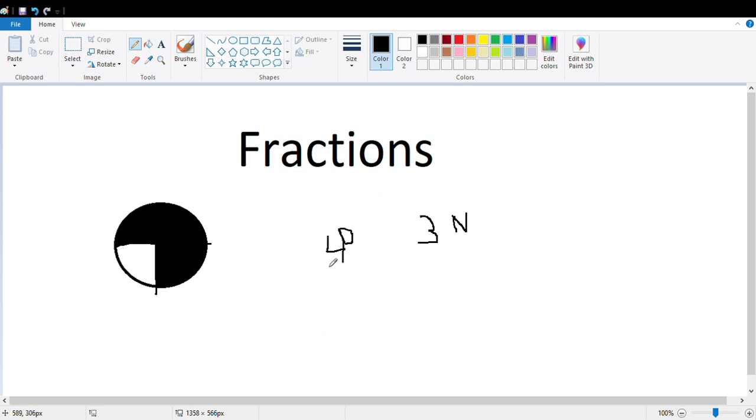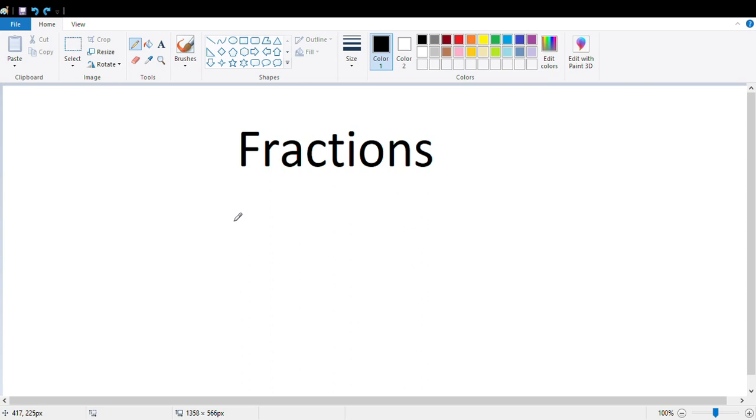So 4 is the denominator. The denominator is nothing but the number below this line. The numerator is the number on top of this line. So 3 by 4, that means 3 is the number of pieces which have been eaten, and 4 is the number of total pieces. Okay, so now since we know this, give me just a second.